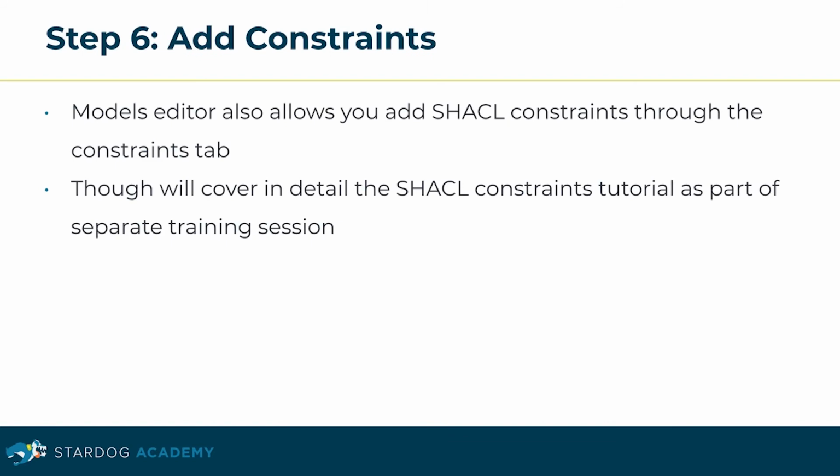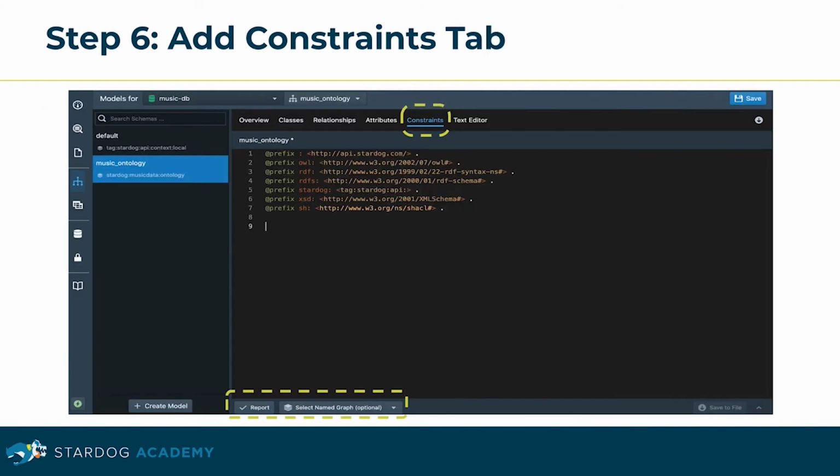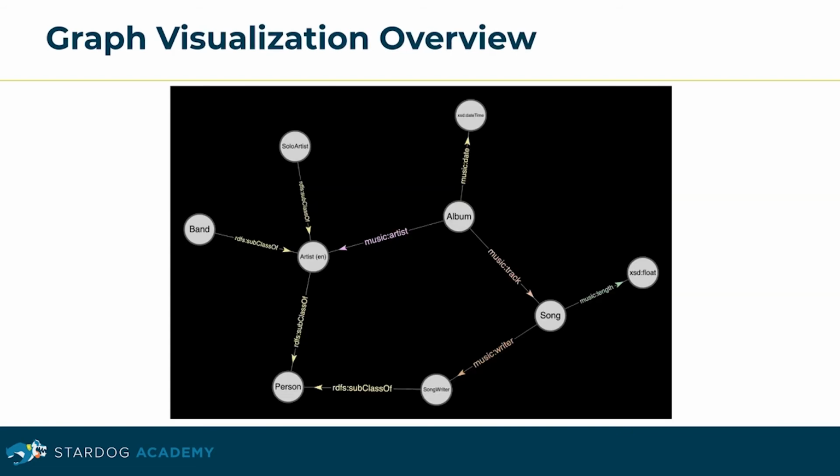And the last part would be to add constraints. Model Editor also allows you to add Stardog constraints through the Constraints tab. However, we will cover the Stardog constraints in detail as part of a separate training session. Here we can see the Constraints tab in the Model Editor. And this is a final graph visualization overview of your music data ontology. So let's get started.